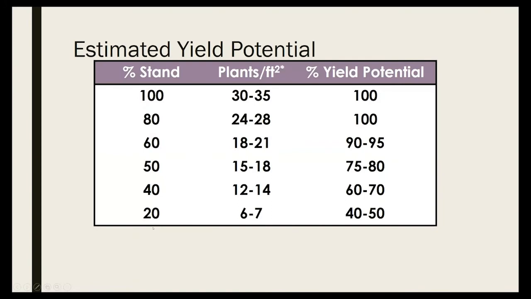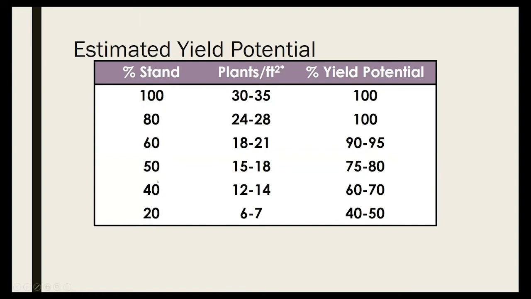So this is just kind of showing what happens when we have different levels of stand. If we have 100% stand, we have 30 to 35 plants per foot, 100% yield potential. When we have about 25 plants per square foot, that's about 80% stand. So we lost 20% of our seeds. We still have 100% yield potential.